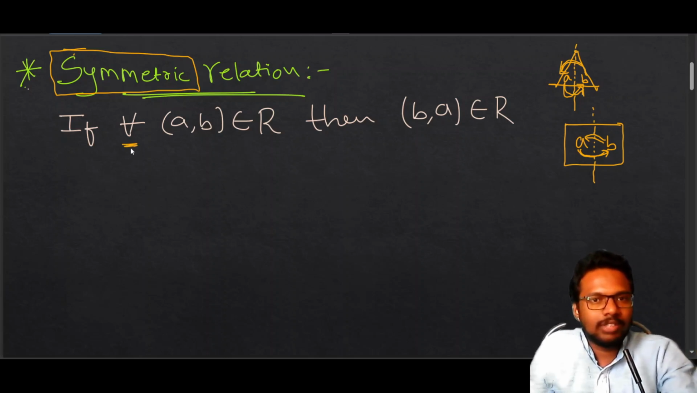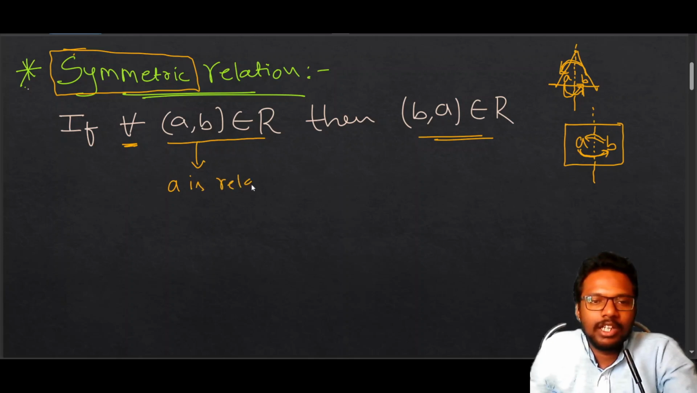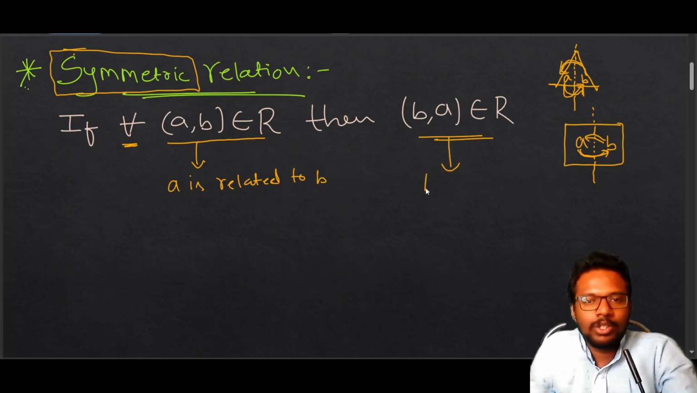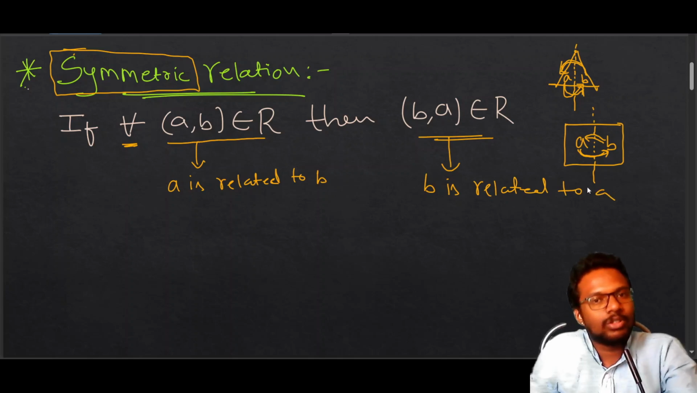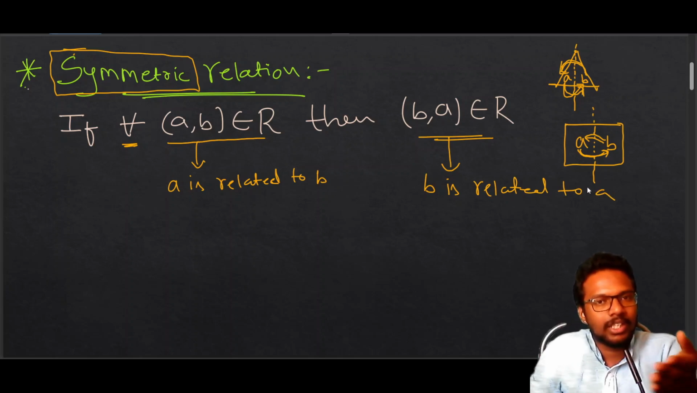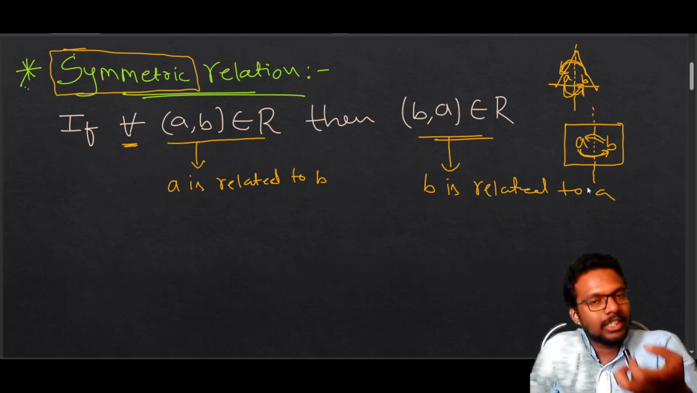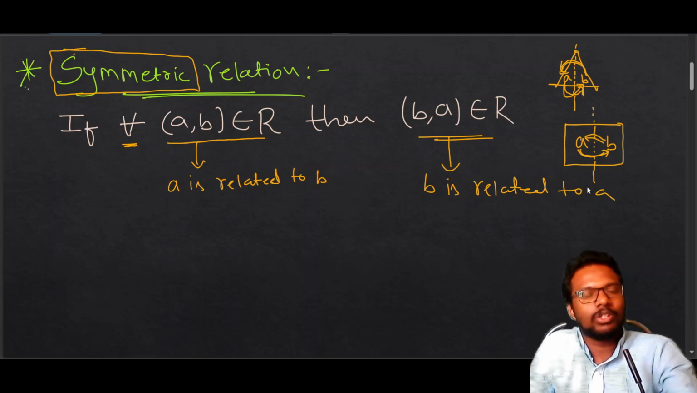Using the symbol for all: if for all (A, B) belongs to R, then (B, A) belongs to R. The ordered pair (A, B) belonging to R means A is related to B. Then the same relation has to hold, B is also related to A. It means if A has some relationship with B, then B should also have the same relationship to A. Then this relationship is nothing but a symmetric relation.